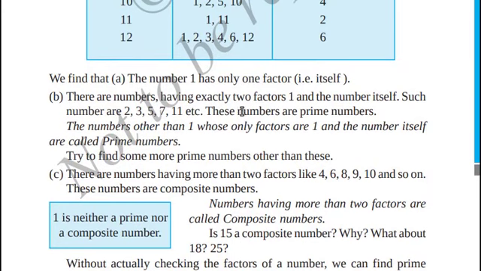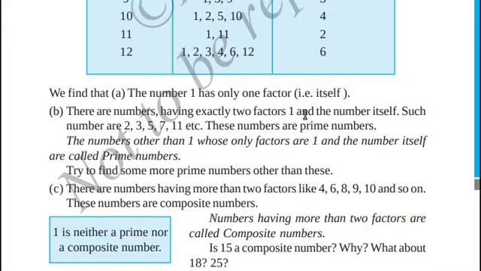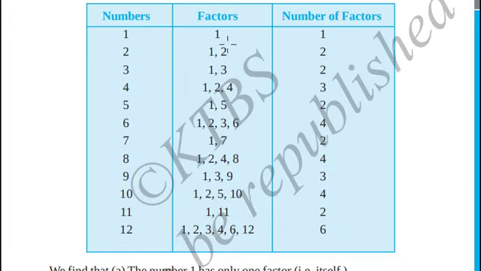Numbers having exactly two factors, 1 and the number itself, such numbers are called prime numbers. Examples of prime numbers are 2, 3, 7, 11. You can notice the number of factors are 2, that is 1 and the number itself. For 2, it is 2 and 1, and 1 is common for all.